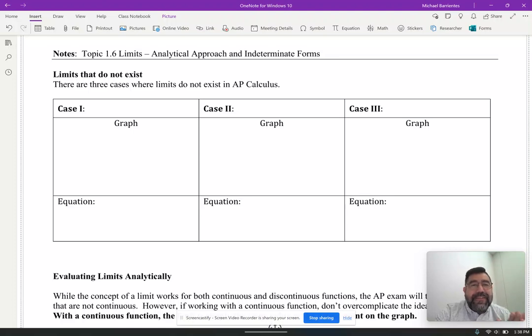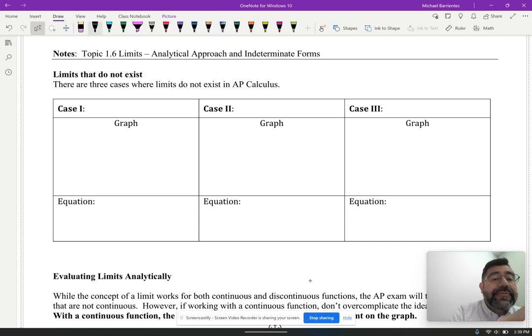All right, this is video one of topic 1.6, and we begin by revisiting something we discussed in class, that we know that sometimes limits do not exist, and they will not exist for three specific reasons. And so we're going to go through each case in video one here just to refresh our memory that there are three different ways that a limit will not exist.